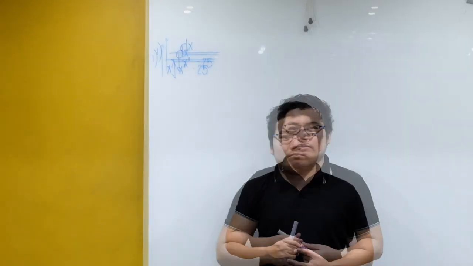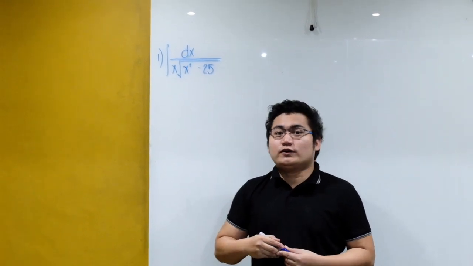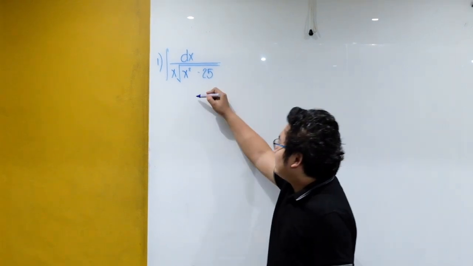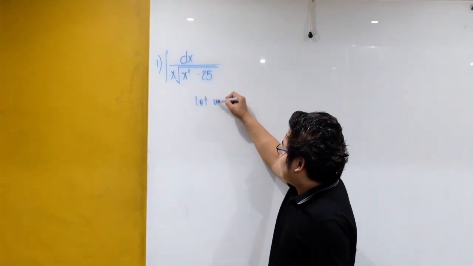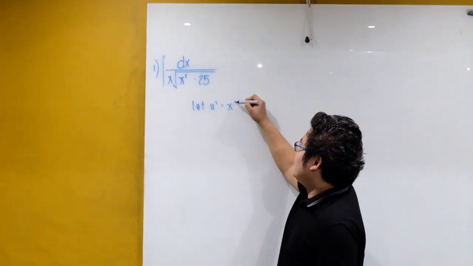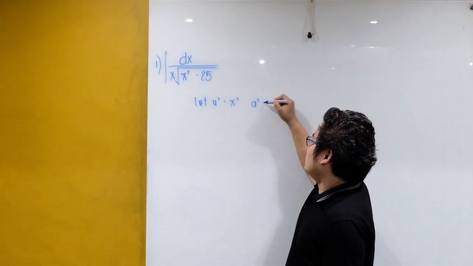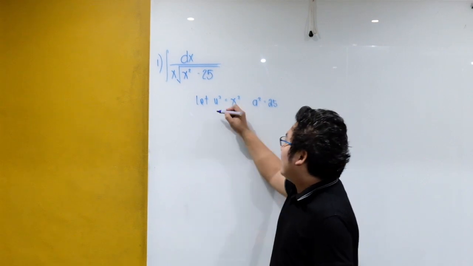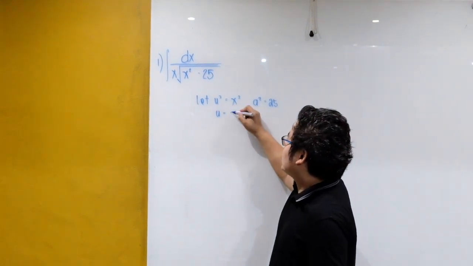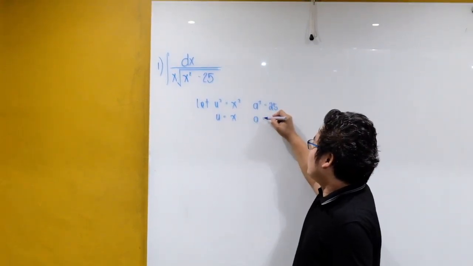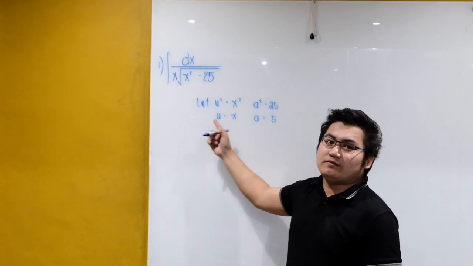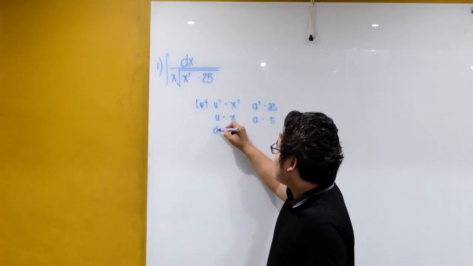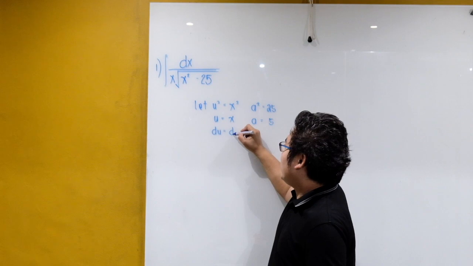minus 25. Now we will solve for the values of u and a. Let u squared equal x squared and a squared equal 25. So taking the square root of both sides, we now have u is equal to x and a is equal to 5. Taking the derivative of u, which is du, is equal to dx.